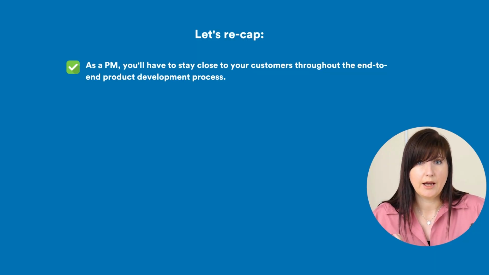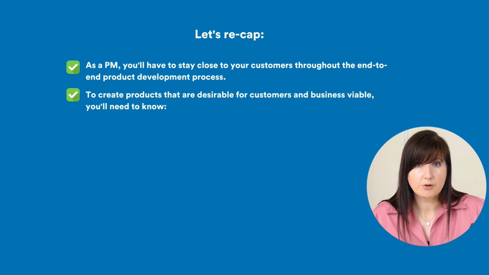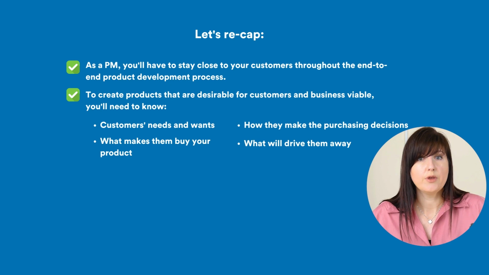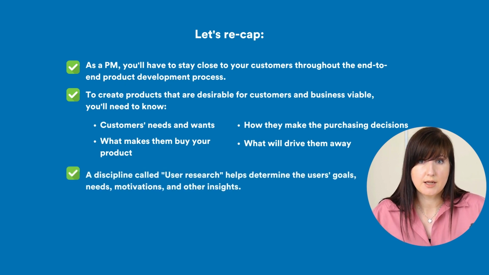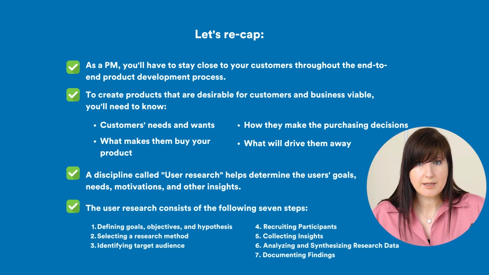And for now, let's recap this lecture. As a PM, you'll have to stay close to your customers throughout the end-to-end product development process. To create products that are desirable for customers and business viable, you'll need to know customers' needs and wants, how they make the purchasing decisions, what makes them buy your product, and what will drive them away. A discipline called user research helps determine the user's goals, needs, motivations, and other insights. The user research consists of the following 7 steps. We'll be covering each step of the process in the videos of this section.